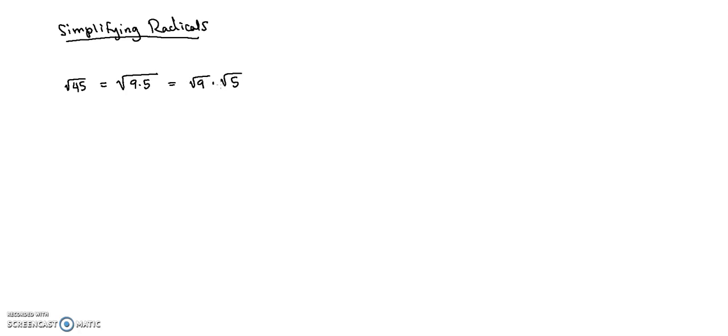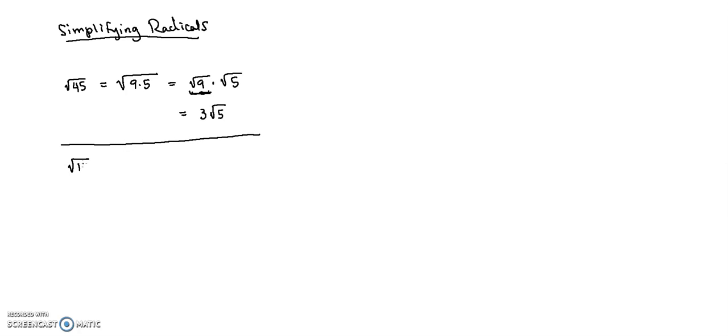So these two things are the same, and now I can evaluate square root of 9, that's 3. Square root of 5, I can't get any more factors for that. So I'm fully simplified as 3 square root of 5. Okay, so what we're looking for is these factors here that we can take the square root of. Okay, let's try another one.